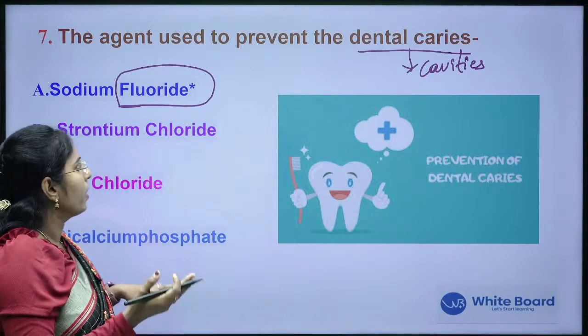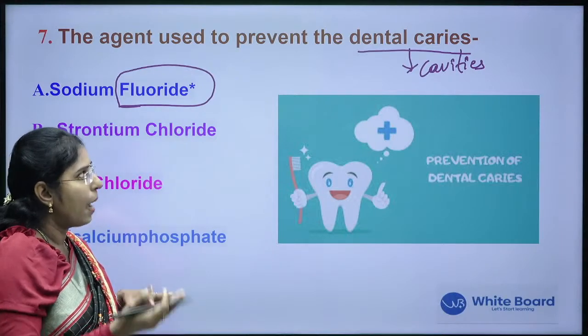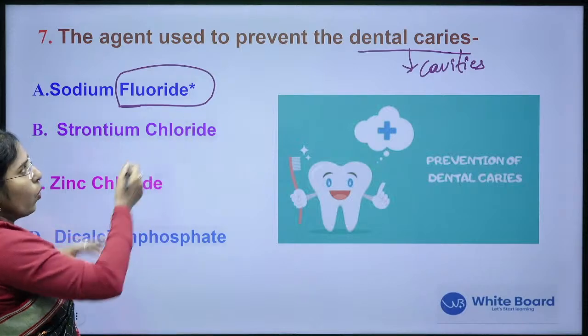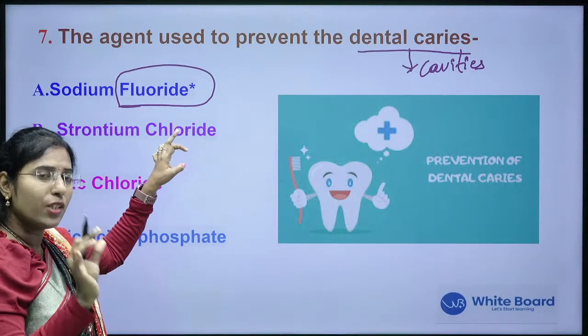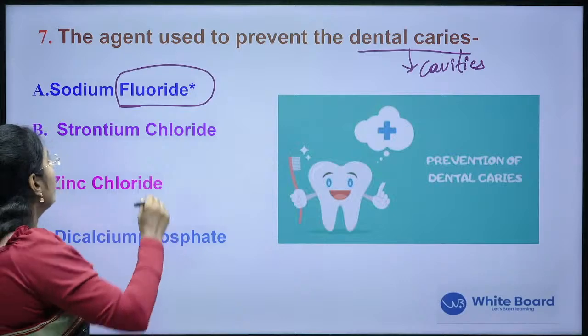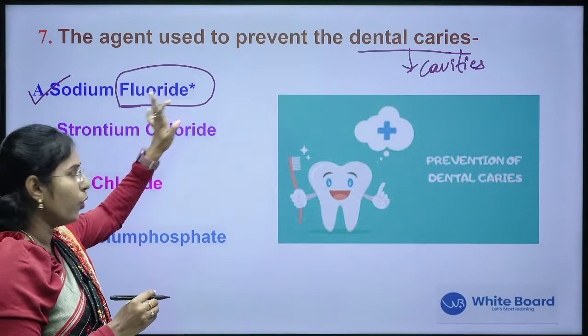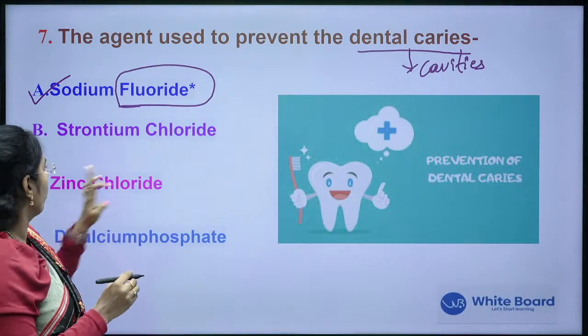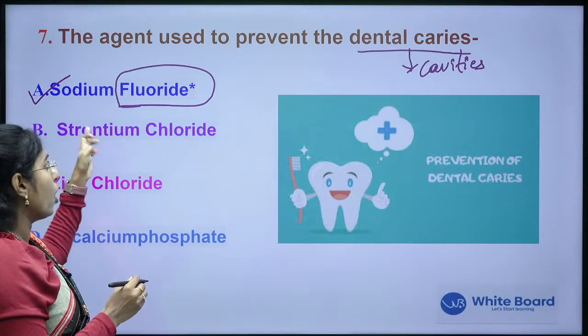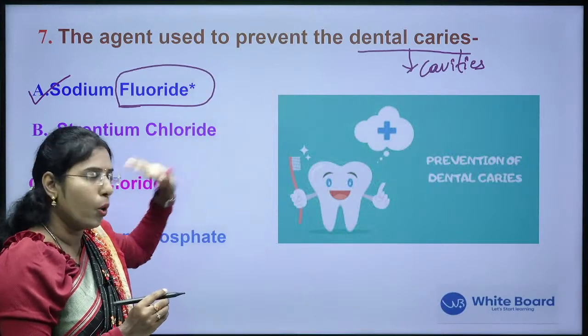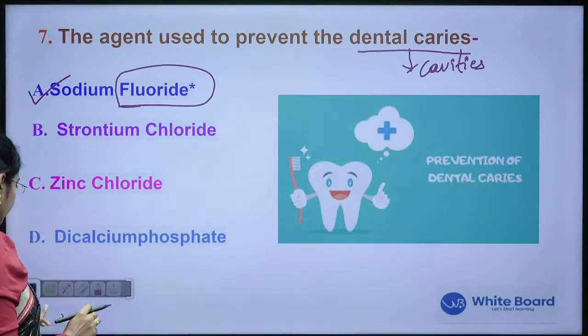But if cavities appear in any person, then they have to go for compounds rich in fluoride. So here sodium fluoride is the correct answer, which contains fluoride. The next ones are strontium chloride and zinc chloride. Strontium fluoride is also effective for treating dental caries, but not strontium chloride. So the first option is the correct answer.